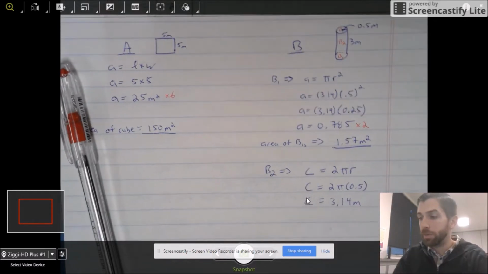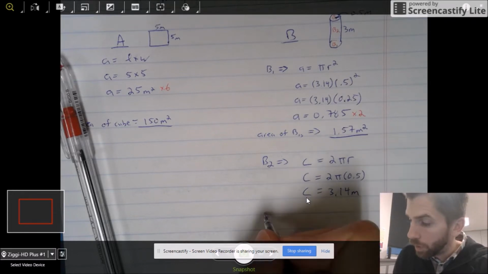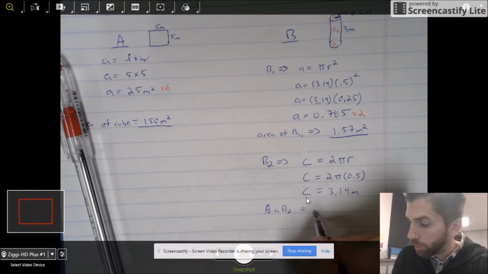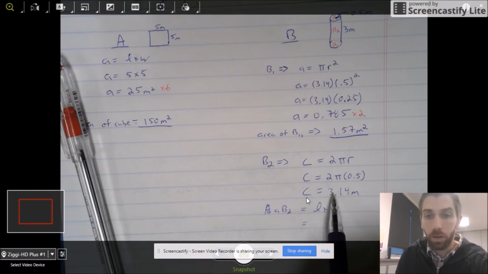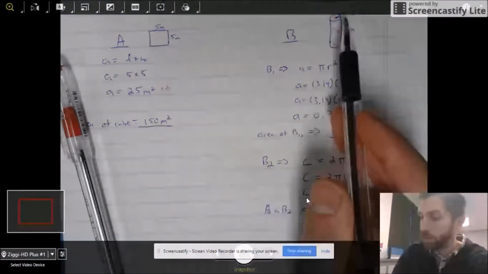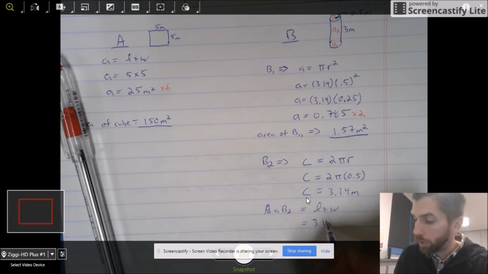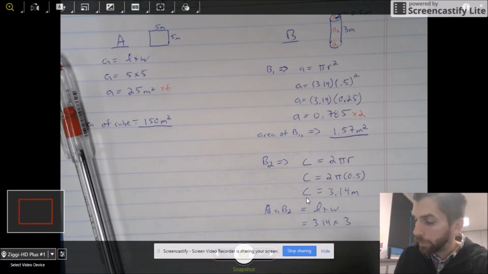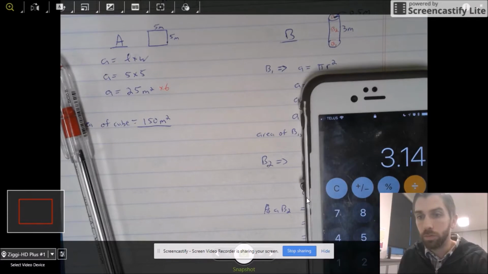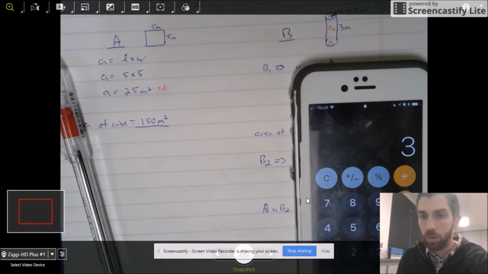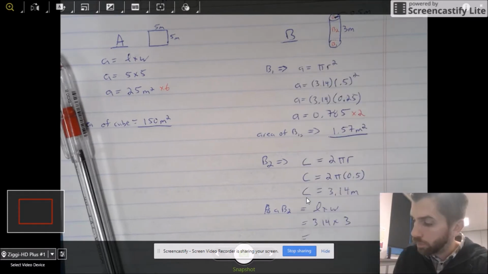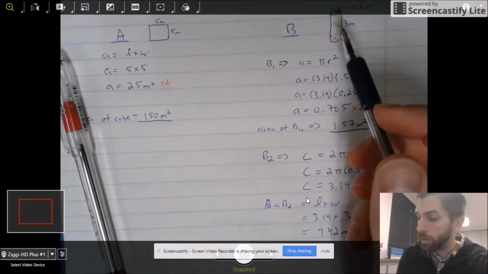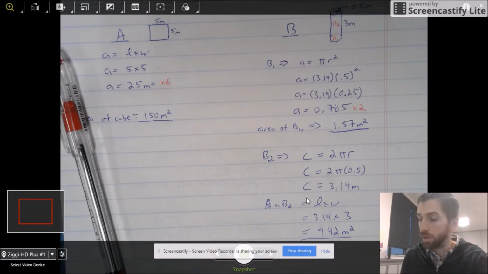Okay, not done yet though. That's just giving me the circumference. Now I need to find the area of B2. So the area of B2 is going to be length times width. I know my length now, the circumference, that was the top part here, is 3.14. And I'm going to multiply that by the height or the width, which is 3 meters. So 3.14 times 3 equals 9.42. And now this is my area of the body of my cylinder. Another important piece of information, 9.42 meters squared.